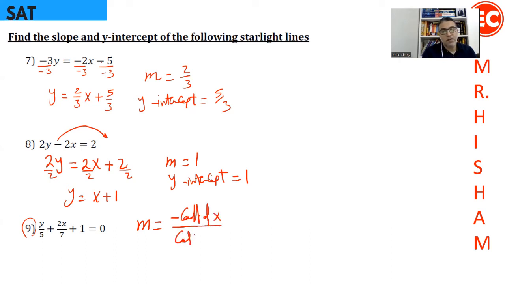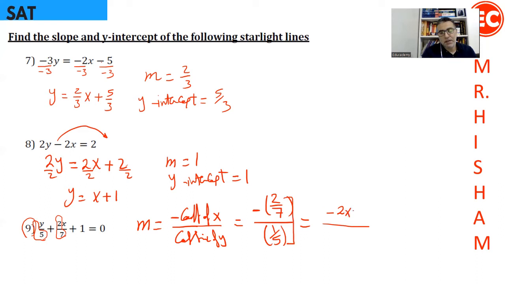For number 9, I prefer to use the rule that the slope is equal to the negative coefficient of x divided by the coefficient of y. So it's negative. What is the coefficient of x? The coefficient of x is 2/7. What is the coefficient of y? The coefficient of y is 1/5. So it's -2/7 multiplied by 5/1.